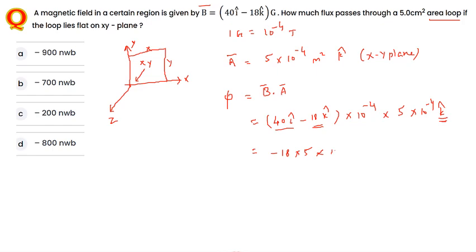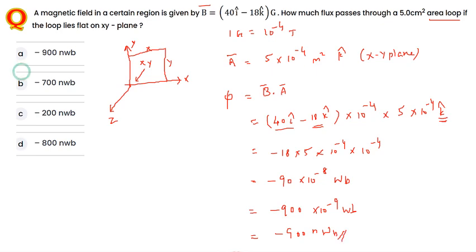There is 10 power minus 4 here, and on this side for 5 also 10 power minus 4 is there. So what I'm going to mention here is minus 90 into 10 power minus 8. Flux is measured in Weber, or else we can write this as minus 900 into 10 power minus 9 Weber. So the answer in this case is minus 900 nano Weber.